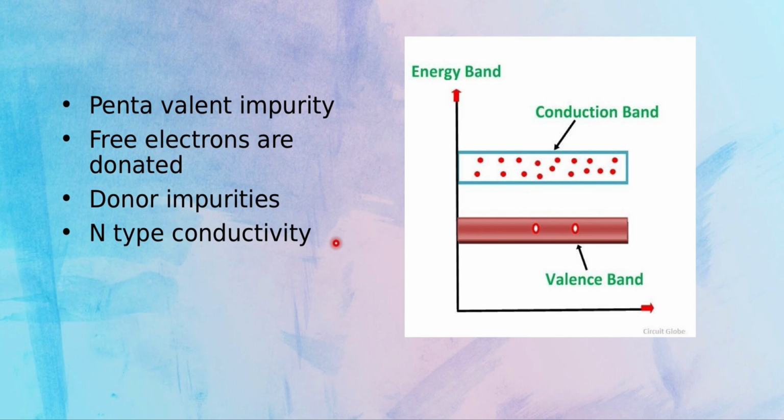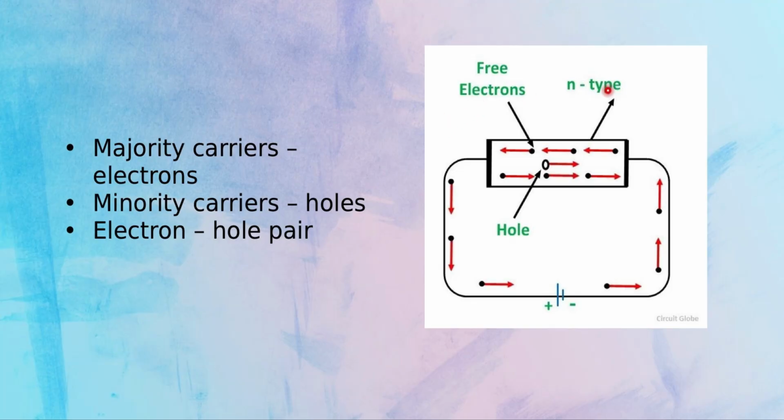Now when I apply a potential difference across the n-type semiconductor, the electrons move towards a positive charge. So the majority carriers here are electrons and the minority carriers here are holes. And you also have electron-hole pair generation even in n-type semiconductors.